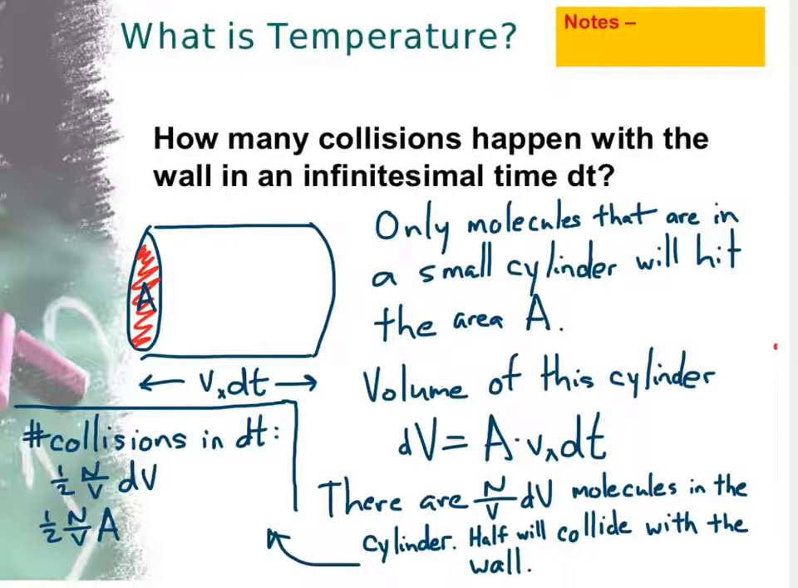I can replace dV with this expression right here. And I'm going to get 1/2 N divided by V times A Vx dt. So that's the total number of collisions that's going to happen on this area inside an infinitesimal time dt.